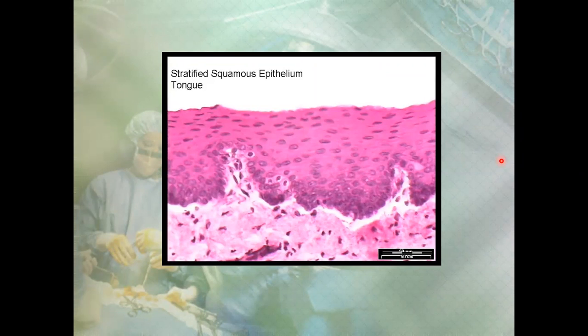This looks like a strawberry. So this is just showing our stratified squamous. Here's a basement membrane, and you can see multiple layers. Now you can see the nuclei. You can't really see the individual cells, but you can see how we have many layers. This happens to be the histology of the tissue of your tongue.